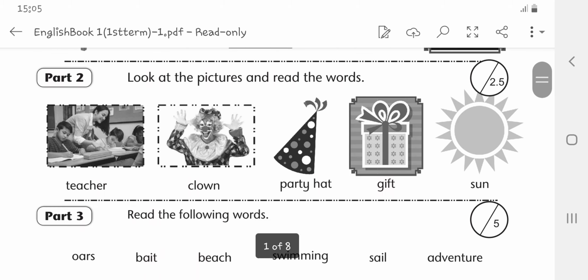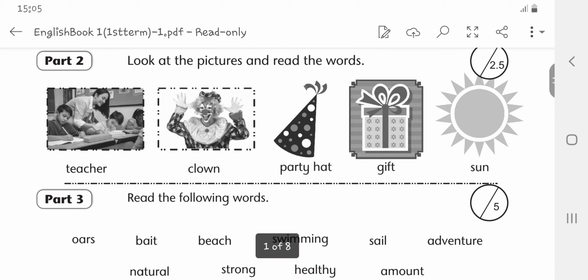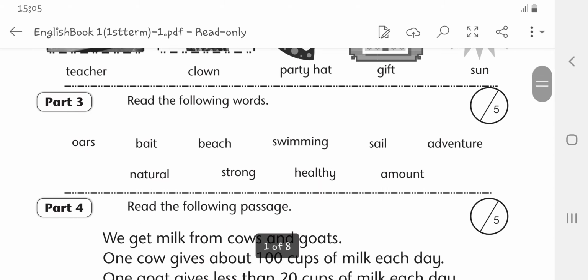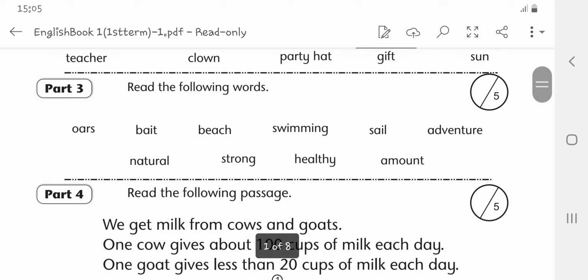Second part is look at the pictures and read the words. So words are also given underneath the pictures. Again, there are 5 parts and 2.5 marks. Part 3 has 5 marks because the students have to just read these words. And at the end of this exam paper and at the end of this video, I will also explain how to grade, how to give marks.